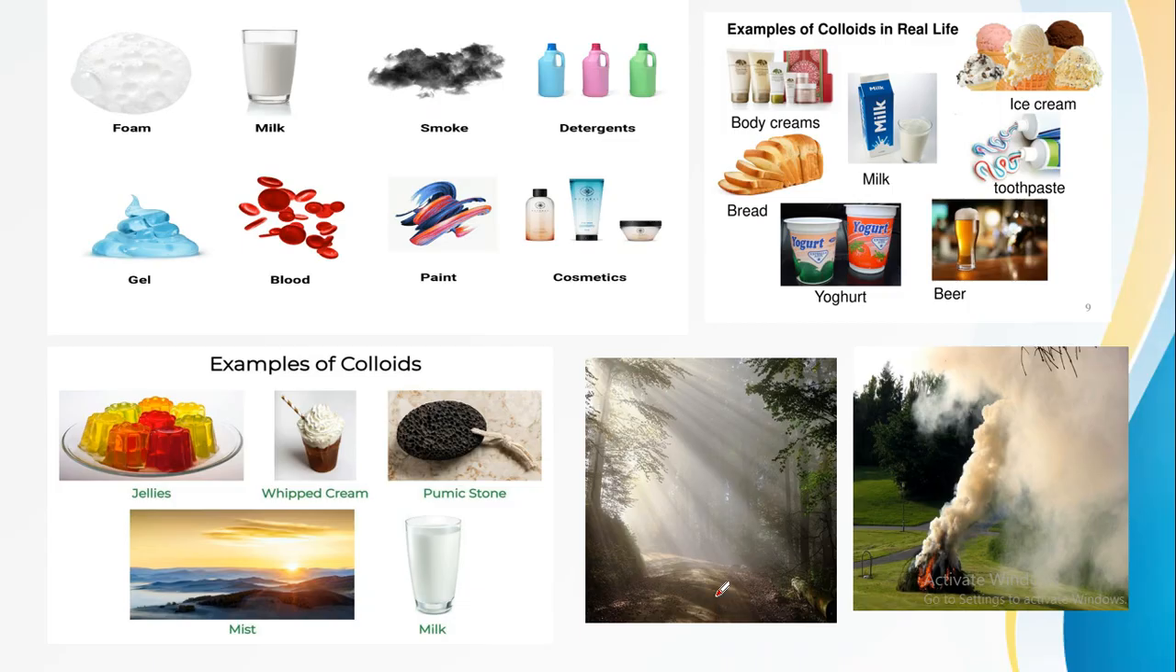So in this picture, we can see the examples of different types of colloidal solution: foam, milk, smoke, detergents, gel, blood, paint, cosmetics, body creams, bread, toothpaste, ice cream, yogurt, beer, smoke, fog, mist, jellies, pumice stone, whipped cream. All these are the examples of different types of colloidal solutions.